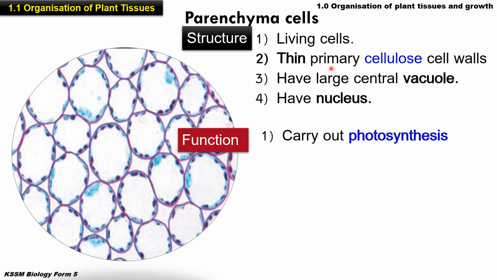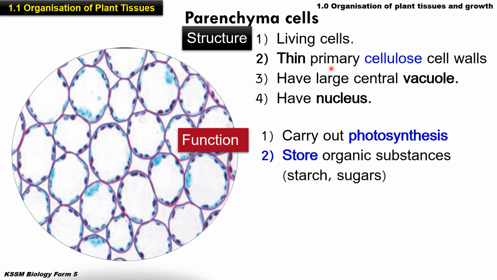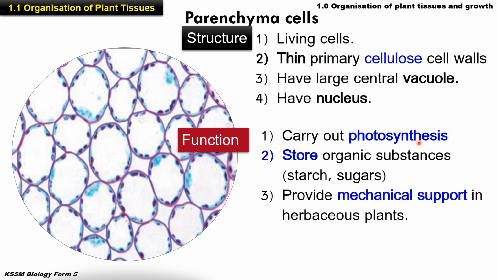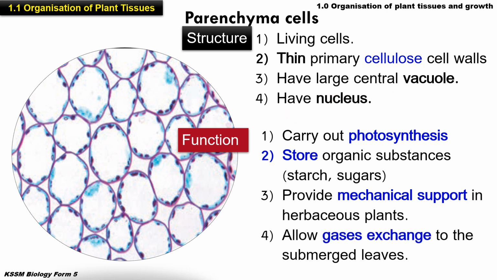Okay. So, function for the parenchyma, it will carry out photosynthesis and also store organic substance because it has a very large vacuole. Okay. And provide the mechanical support for the herbaceous plants. Because when the vacuole has enough water, so the herbaceous plants can stand still. Okay, kalau pokok tu dia tak cukup air, dia akan wilt, isn't it? Because the water in the vacuole tak cukup. Because the vacuole is large. Okay, and parenchyma also allow the gases exchange to the submerged leaf.